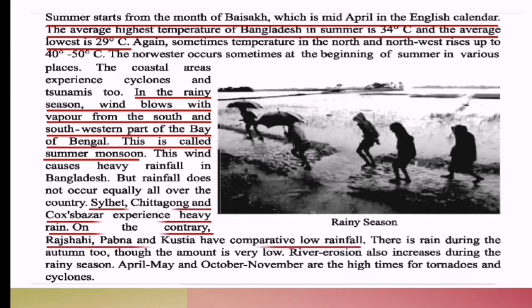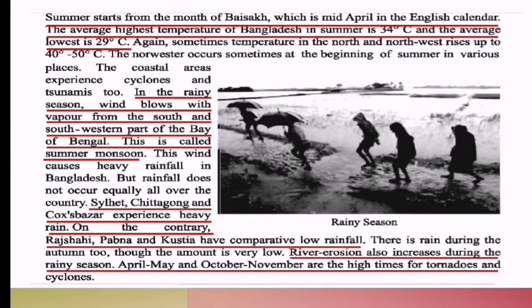Then underline, Sylhet, Chittagong and Cox's Bazar experience heavy rain. On the contrary, Rajshahi, Pabna and Kushtia have comparatively low rainfall. These areas are also important as they may come in your examination for short questions and MCQ. Then underline, river erosion also increases during the rainy season. April to May and October to November are the high times for tornadoes and cyclones.